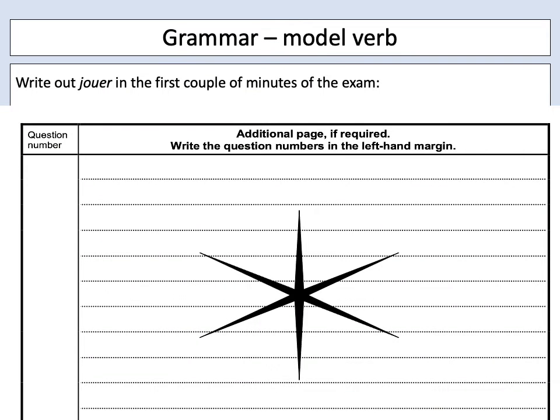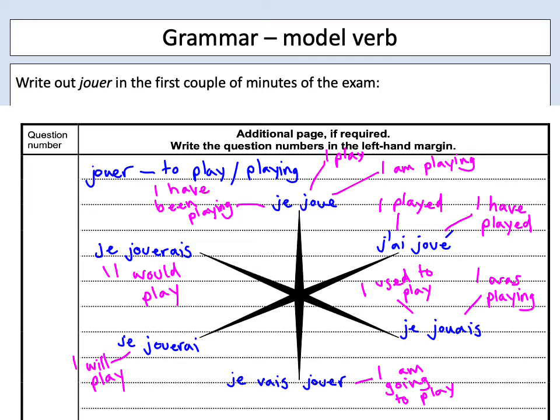So, beginning of the exam. This is for the 90 word and the translation and everything else. Do this in the first 4 or 5 minutes. If you use that time, it's time gained and time saved, because what you don't have to do is sit and think about these things. You've just got them there and you can transfer them across, and you can use your thinking time to think of other things. So first job, we're going to just write out jouer.